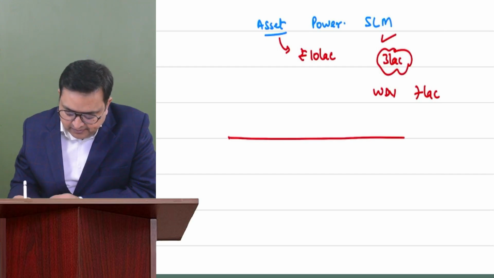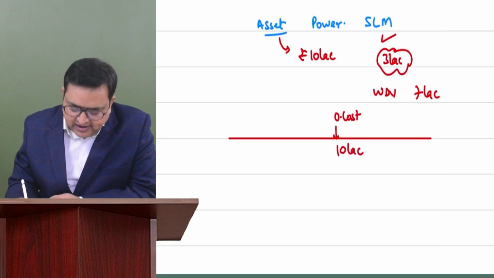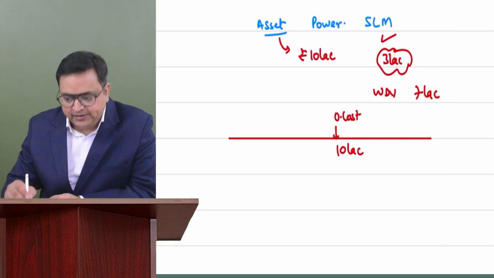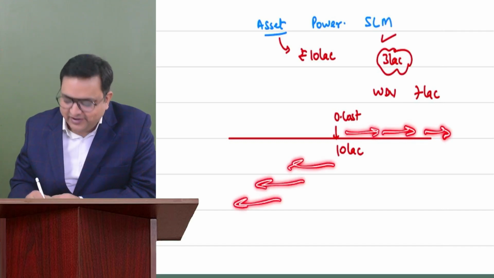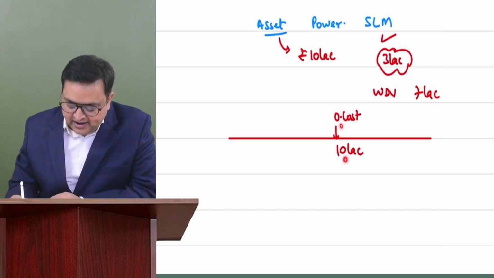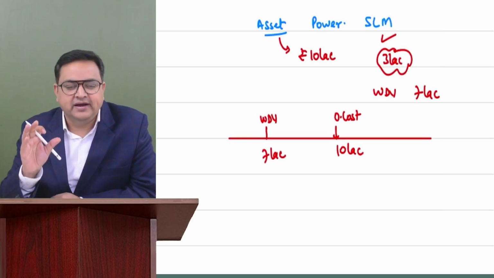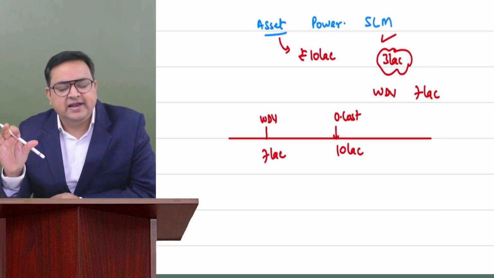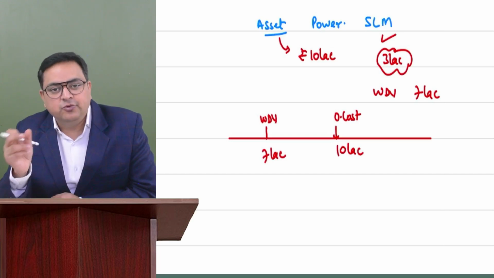So simply make a number line over here and see what is the original cost of the asset. The original cost of the asset was 10 lakh. And how much is the WDV? See, the number line is simple. Here, if you go, the number goes on increasing. Here you go, the number goes on decreasing. Got it? So let's say the original cost is 10 lakh and the WDV of the asset is right now 7 lakh. And if you are selling it, let's say it is sold for more than 7 lakh. So it is a profit area because the WDV is 7 lakh and you are selling it for more than 7 lakh.